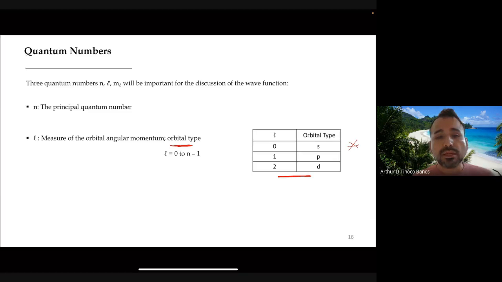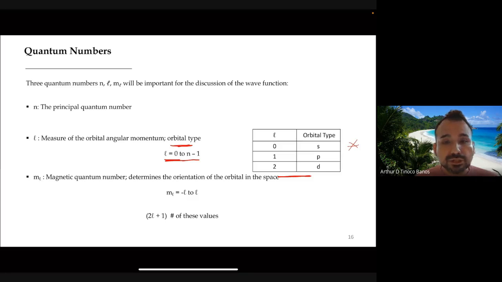Now, in terms of the value of L, L is connected to the value of n. So L can range in numbers, and it can range from a value of 0 all the way up to a value of n minus 1. All right, so just think back to your general chemistry. You have all seen this previously.